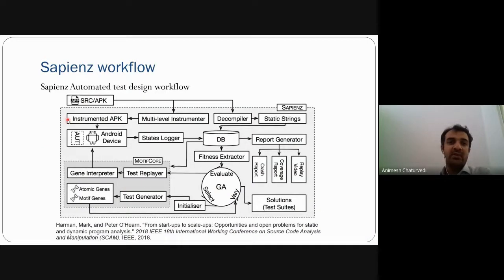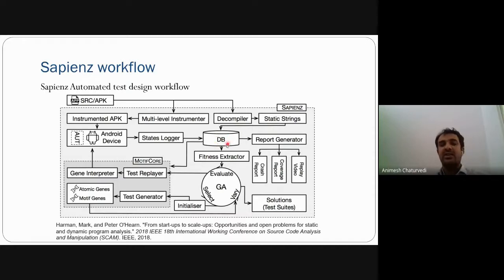So this is the workflow of Sapienz, how it does automated test case design and testing. Basically the source code and APK of Facebook are sent, and multi-level instrumentation and decompilation take place, which generates an instrumented APK application. This decompiler basically does static analysis of the strings, and with this they create a database with the Android device state logger, meaning the state to which it has to be transferred, and these static strings.